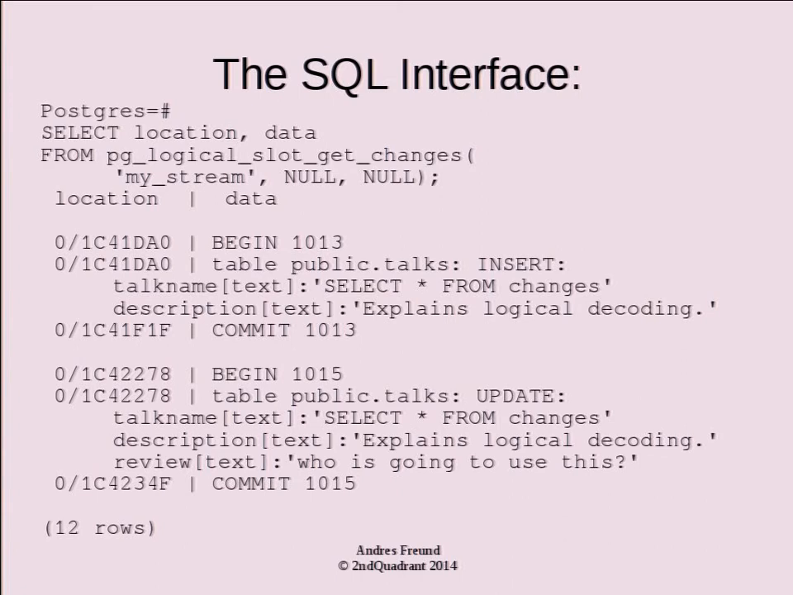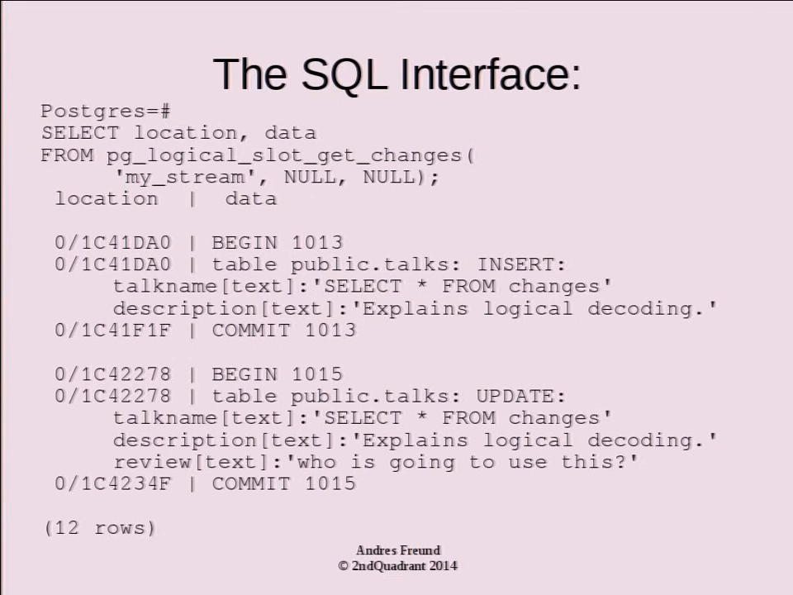I call that on the replication slot I previously created, that's the my_stream thing, and I only want the location and the data column that it is returning, and then it will show the changes that happened. So the first data modification that happened was the insert. We see that there's an insert to the table. The column talk name of type text is select star from changes. The description is explains logical decoding. And then you can see there's a commit of that transaction.